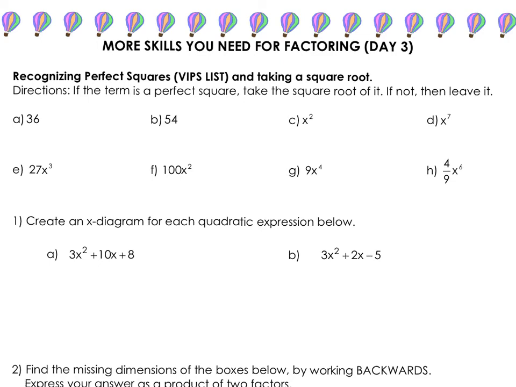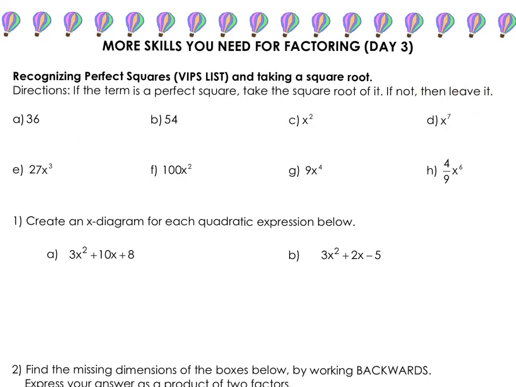Welcome to video 3. Today we're going to talk more about the skills that you need for factoring. Last unit we talked about perfect squares or the VIPS list. For factoring, you need to be able to recognize those perfect squares and work on taking the square root of those perfect squares. So if the term is a perfect square below, take the square root of it. If it's not, then we're going to just leave it alone.